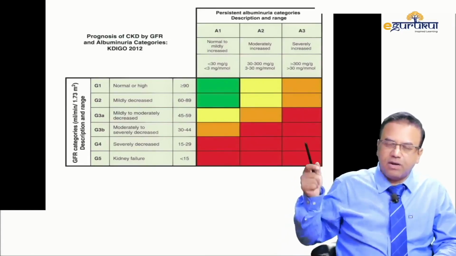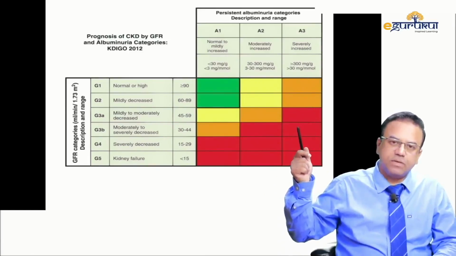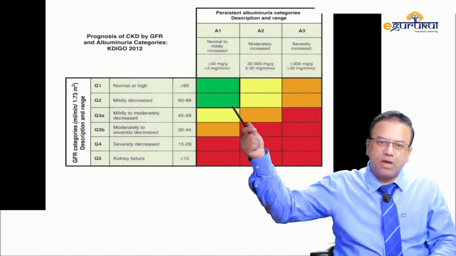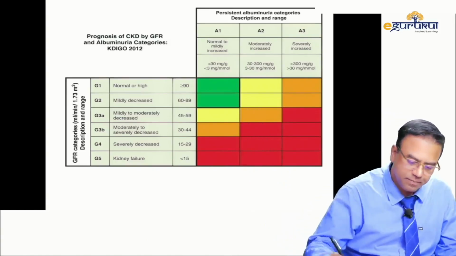The more important factor they are trying to give is albuminuria. The higher the albuminuria, the worse. Even if the patient has a very low GFR, 30 to 44, but proteinuria is very minimal, this is okay. This is good prognosis, and this is what you can understand from this.